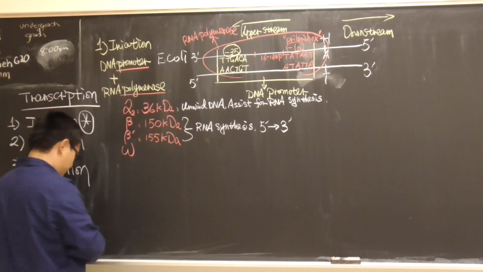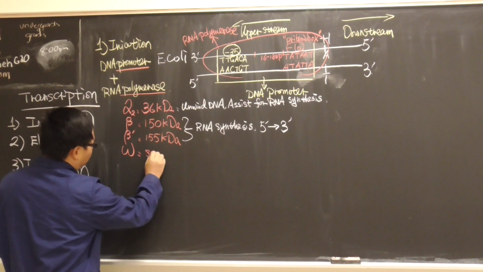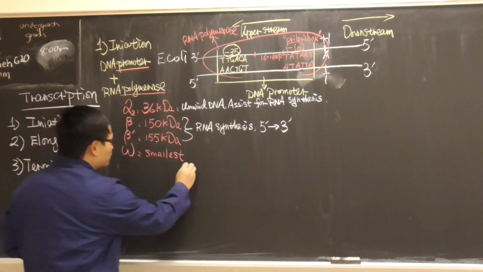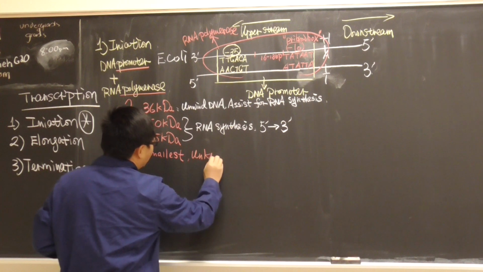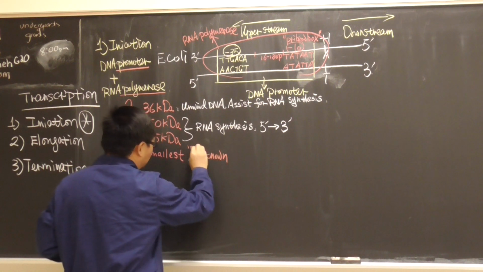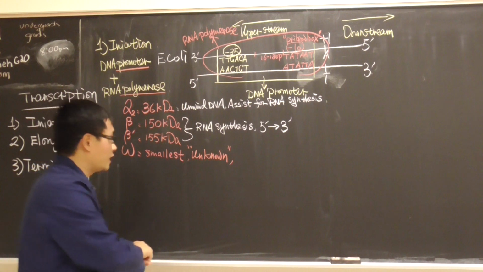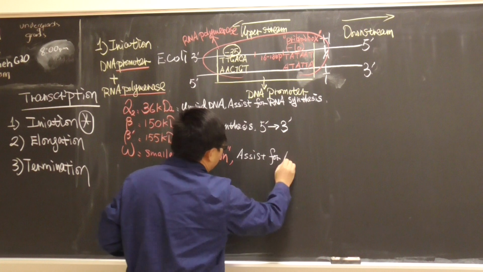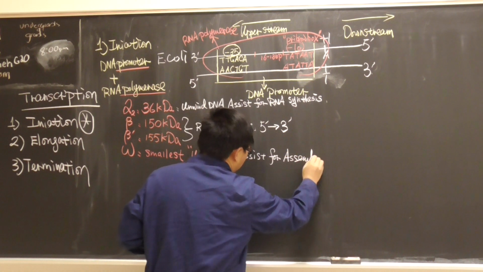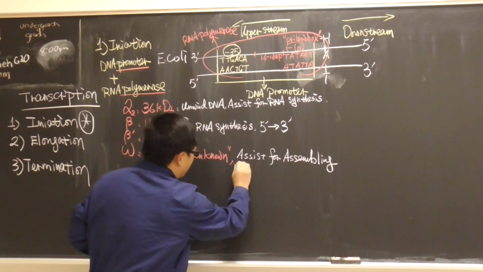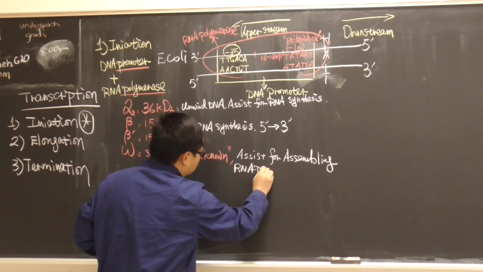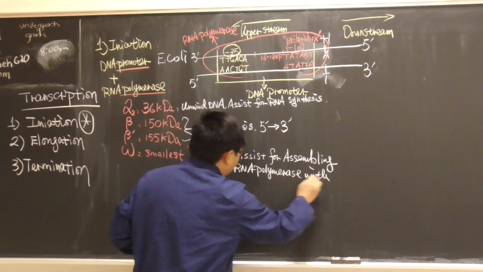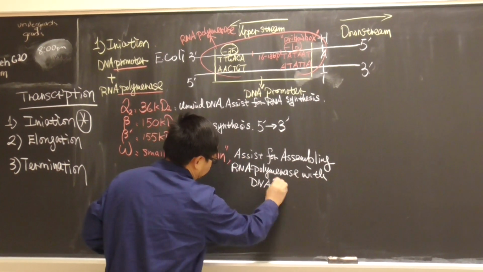How about the omega? Omega is the smallest one from the molecular standpoint, and I will say the function is not really clear. We call it unknown sometimes. But people say it assists in assembling RNA polymerase with the DNA promoter.